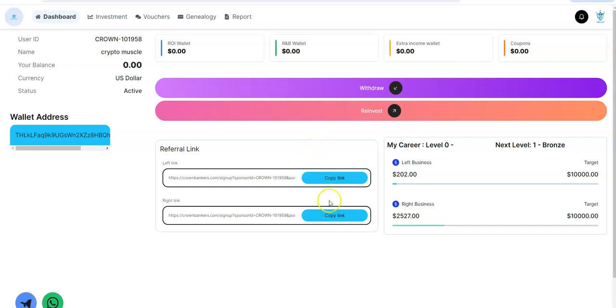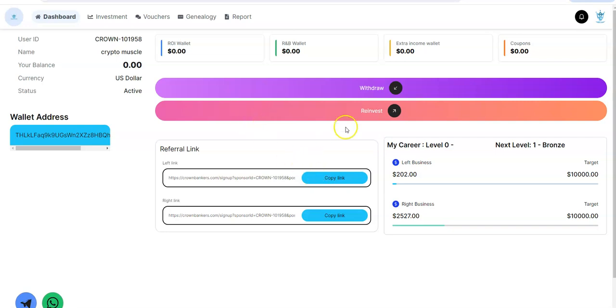So you do have a left and right link, and you need to have business on both sides. Whichever side is the lowest, you get paid in what they call the binary off the smaller side, which is pretty cool. So that's how that works when it comes to binaries.